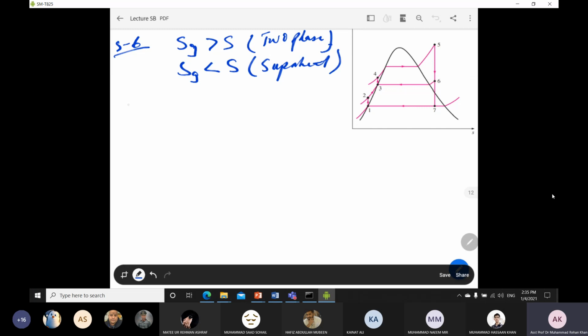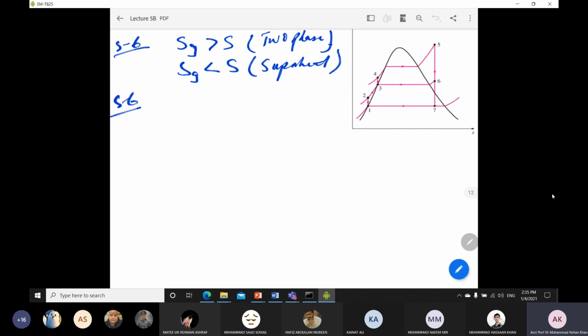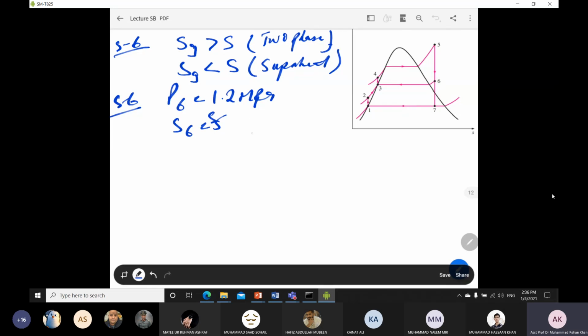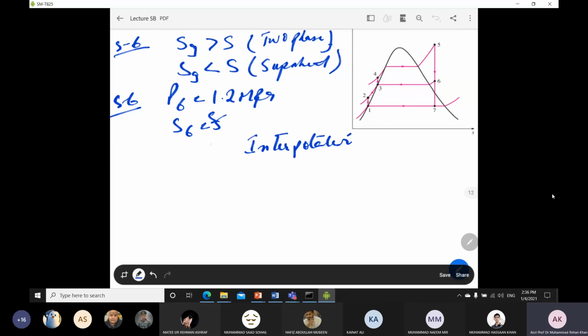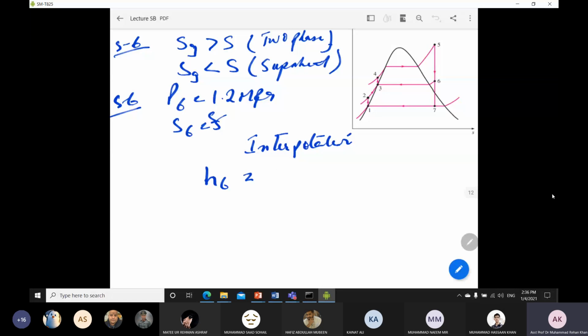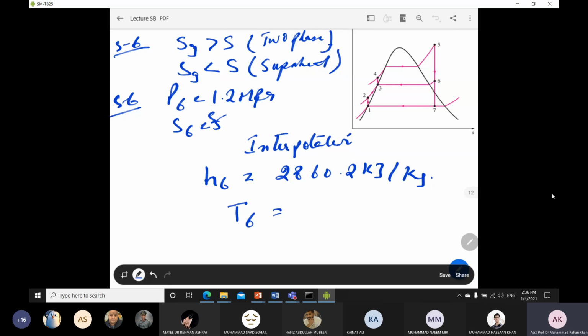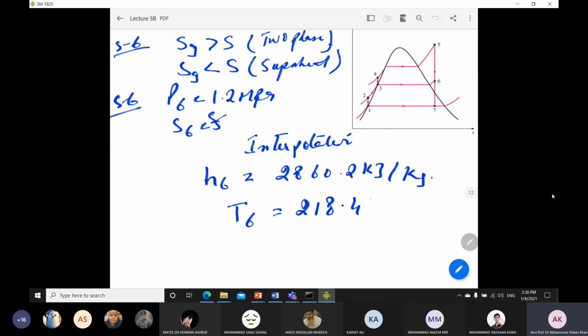You can go to the thermodynamics table. State number 6: P6 is 1.2 megapascal. Now S6 is equal to S5, and it is in a superheated state right now. So you have to find the enthalpy value by using interpolation, by yourself, using the entropy values against this pressure. By doing the first interpolation you will get the enthalpy value 2860.2 kilojoule per kg, and you also have to do the second interpolation to find the temperature T6, in degrees Celsius.